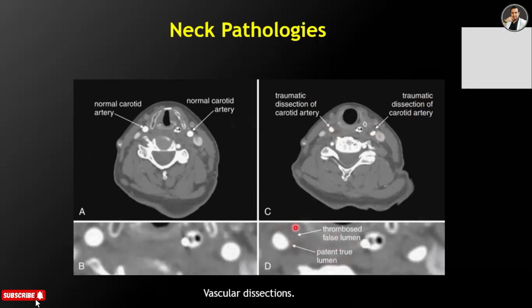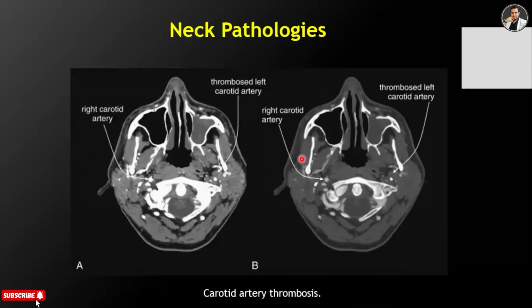We can't see the full lumen. There is thrombosis in half the lumen. And here we see blood clots. This is carotid artery thrombosis. We can see the right carotid artery. But we can't see the left carotid artery. This is the right carotid artery seen. But the left carotid artery is thrombosed. So thrombosed means blood clots.